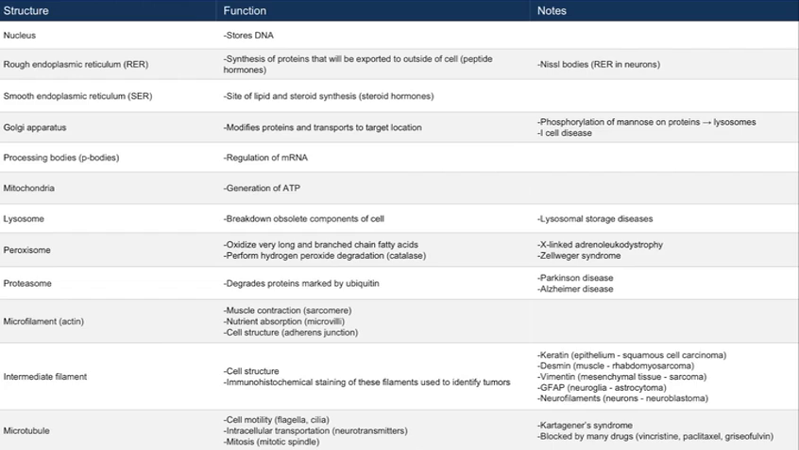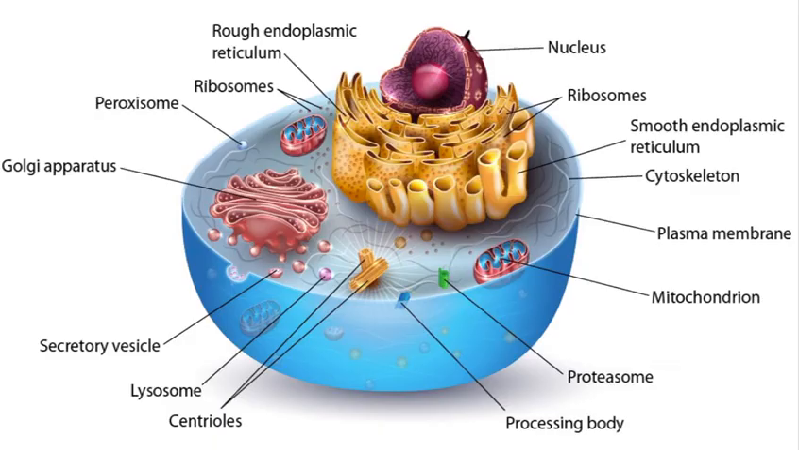The smooth endoplasmic reticulum is similar to the rough ER, but it lacks bound ribosomes. It's the site of lipid and steroid synthesis. A good example of this is a steroid hormone like testosterone. You can see the smooth endoplasmic reticulum right here. Notice that there are no bound ribosomes to this part of the endoplasmic reticulum.